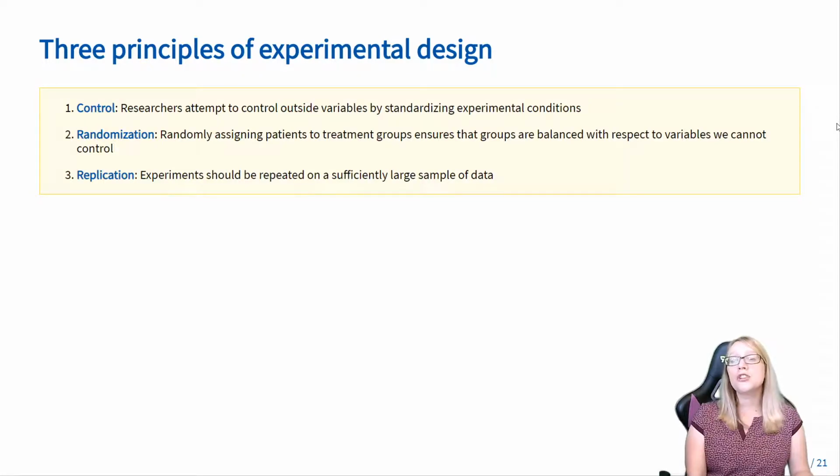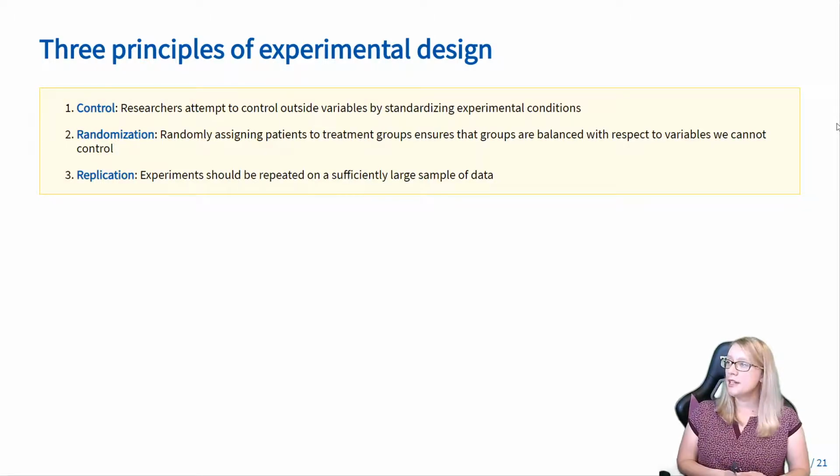First, control. The researchers are attempting to control or limit the influence of outside variables. We do this by standardizing the experimental conditions, so everyone experiences the experiment in the same way.